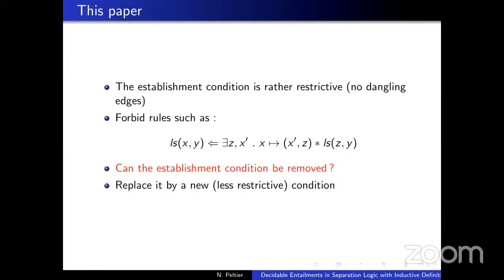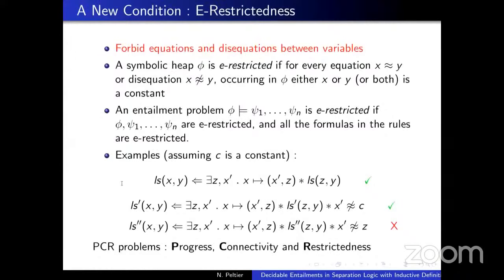And in this paper, we show that it can be replaced by a new condition which is less restrictive. So this condition is called E-restrictedness, and basically the idea is to simply forbid equations and disequations between variables. So we assume that if you have an equation x equals y, or this disequation x not equal to y, then either x or y or both must be a constant. This forbids, for instance, a rule of this form here, because here we compare two variables, x prime and z. But this rule here is allowed because we compare x prime with c, which is a constant.